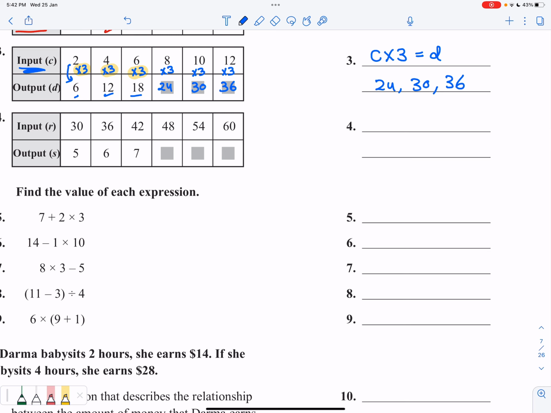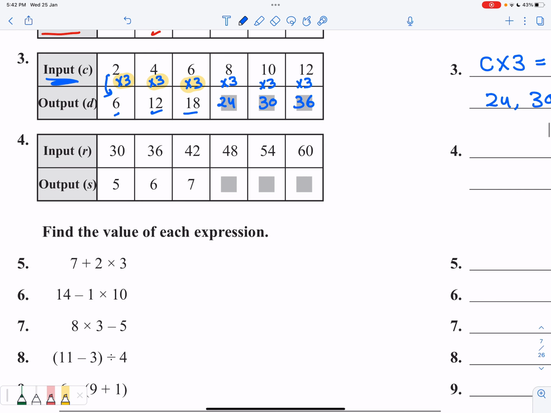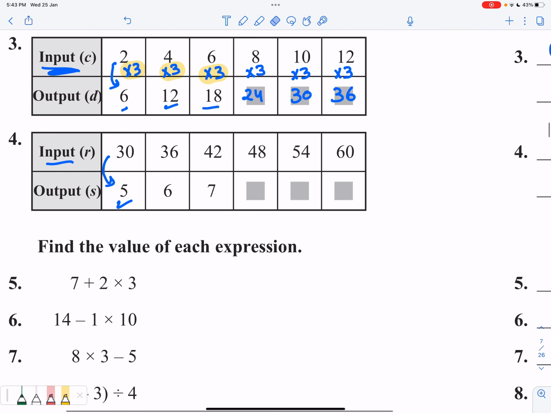Now let's continue. Here we see that the numbers converting from the input to the output become very small. So when we see that the numbers are getting smaller, we think of division, or subtracting. But let's try the division now. The 30, how could we change this 30 to become a 5? Maybe we could divide that by 6, because 30 divided by 6 equals 5. Again, let's try that here.